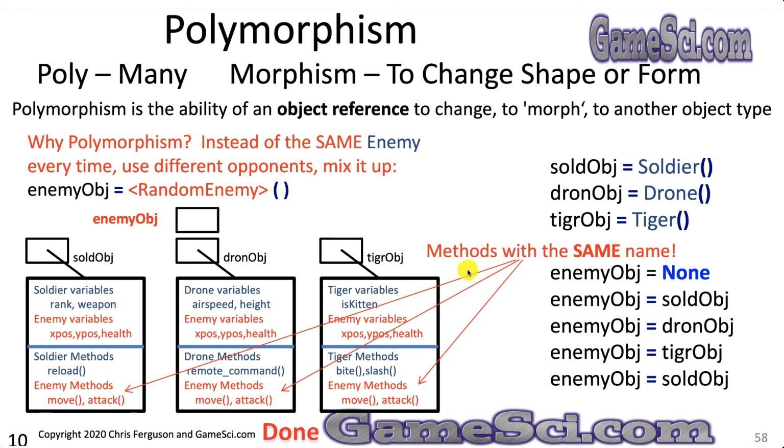A super important key to understanding polymorphism. Methods with the same name is super important. When you inherit from a parent class, you get a set of methods like move and attack that every object inherits. Since every object inherits, you don't have to worry about what type of object it is to run those methods. It's extremely important for polymorphism when you're designing your child classes that the child classes have a set of methods with the same name.